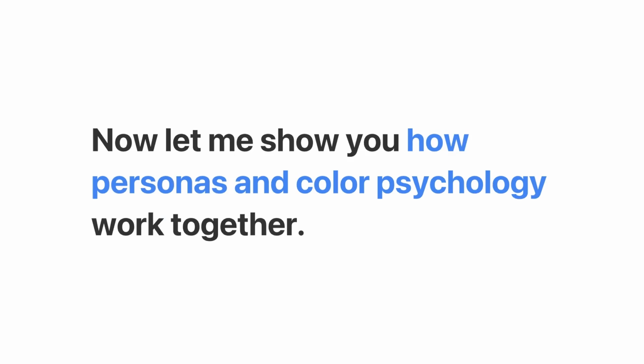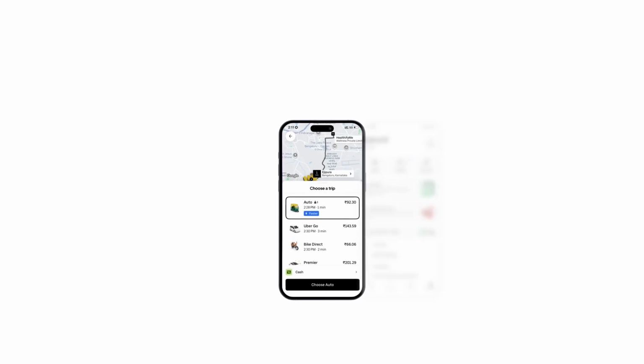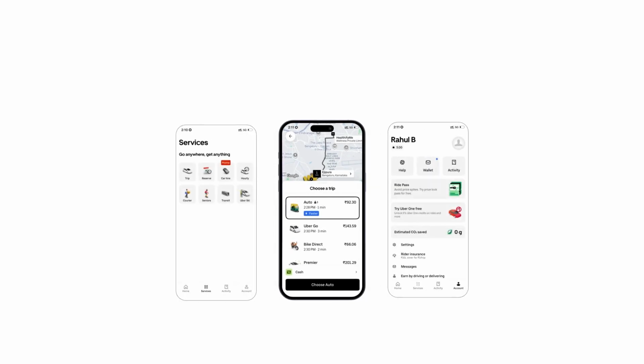Now let me show you how personas and color psychology work together. Color choices should match your users. Think about the Uber app. Clean white, simple gray, serious black buttons. Why? Their users need to book a ride fast. They're in a hurry. They want simple and quick, no distractions. Those neutral, clean colors match that need.